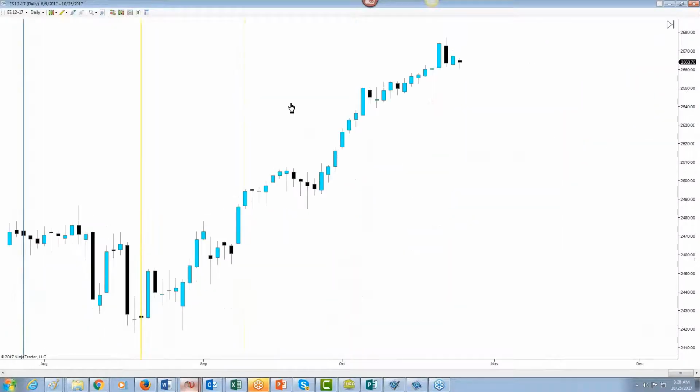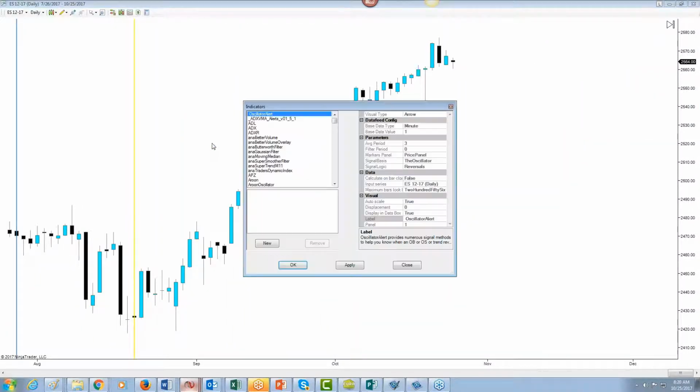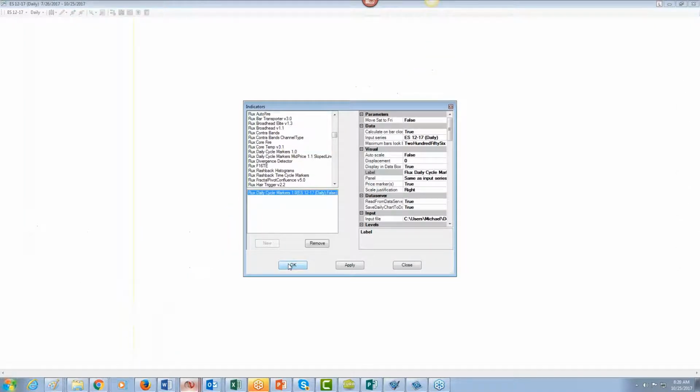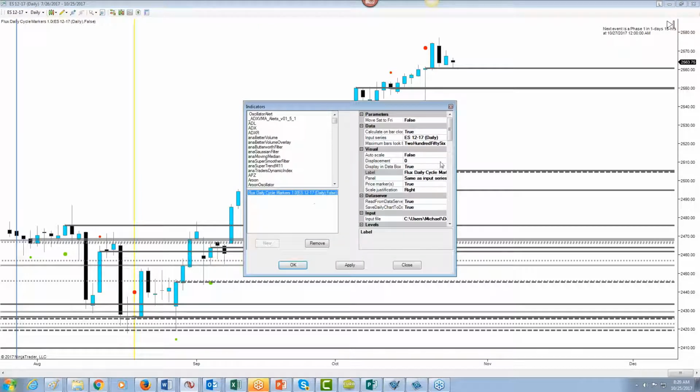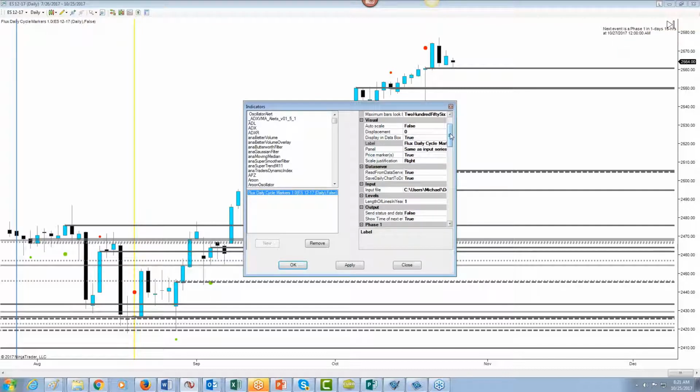Good night. Okay, so we're going to look at it real quick using the Flex Orion and the Flex Daily Cycle Markers. Flex Daily Cycle Markers is right here. Let me get rid of these lines real quick. We're currently in a phase 4.